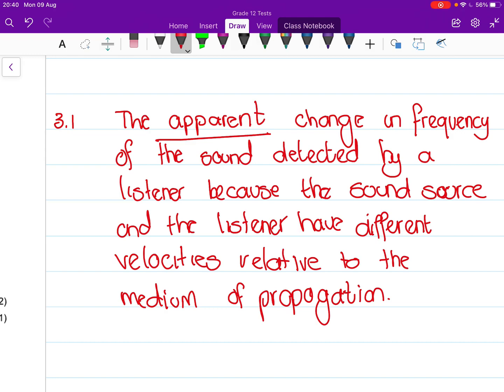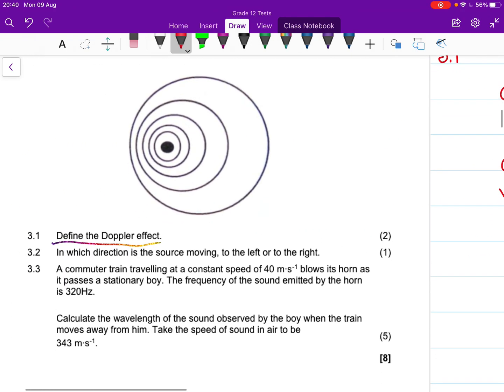Now they say to you, in which direction is the source moving? To the left or to the right? Now, most of you got this, right? So, you recognize they're getting closer together on the left, further apart on the right. So, yes, it's got to be going to the left.